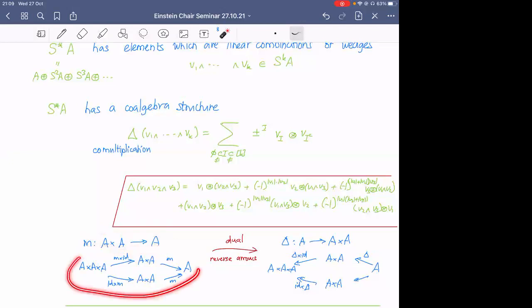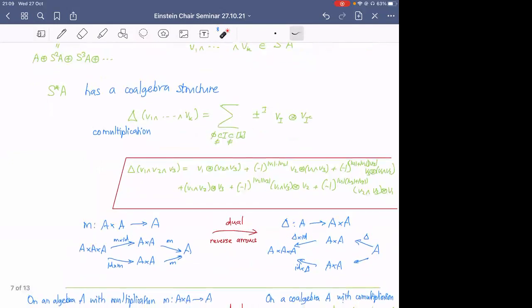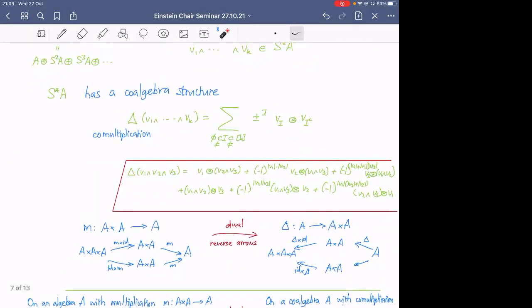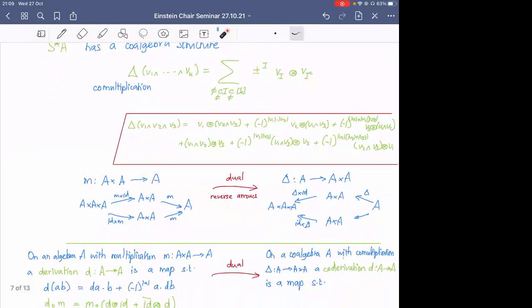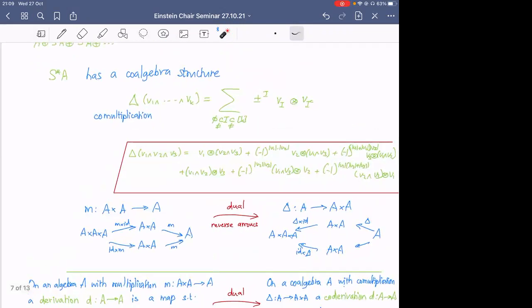As usual, whenever you have an algebra, if you want it to be associative, you can write its property, and to produce the dual version on the co-object, reverse all arrows. So saying that the co-multiplication is co-associative is just this statement: this diagram commutes. Indeed, having written down the co-multiplication, it's co-commutative in the graded sense and co-associative. So S star A has a co-algebra structure. As you say, this is tautologous. We're not using any structure on A at all, except its linear structure.